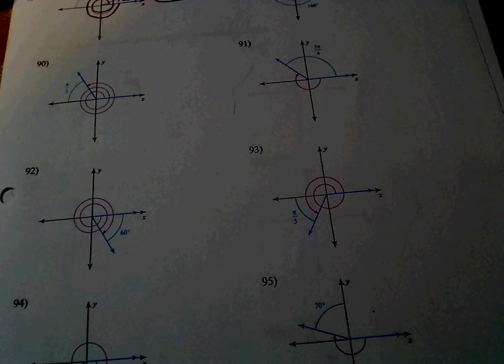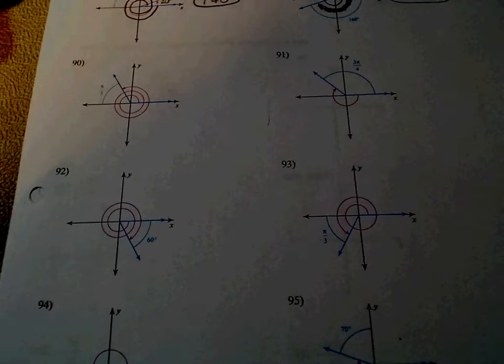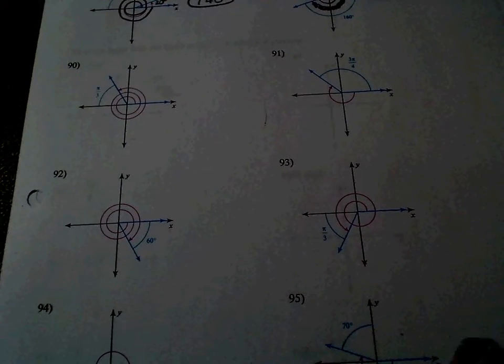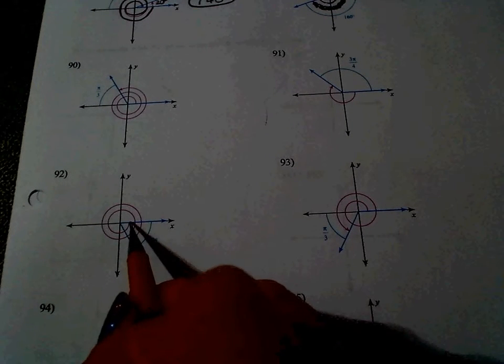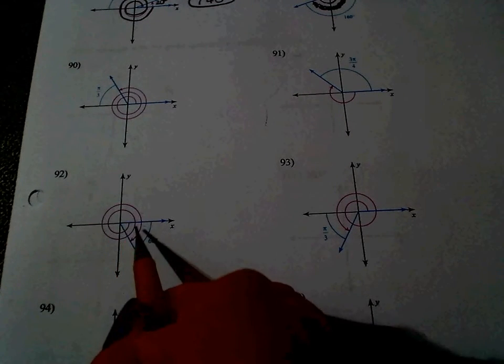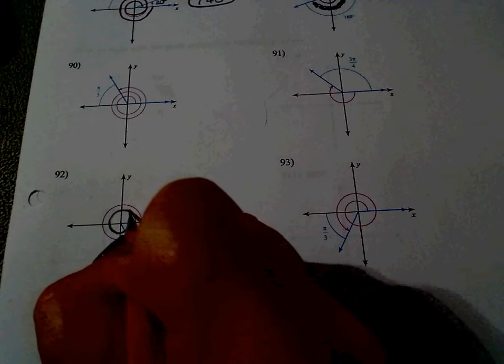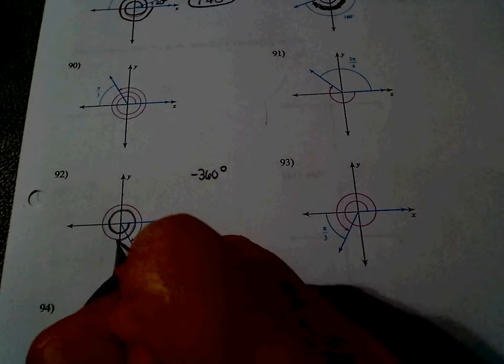Okay. I asked you to do 92 and 95, so I'd like you to check yourself and see if you're right. Okay, 92 is right here. First thing I figure out, am I going clockwise or counterclockwise? I'm going clockwise, so it's negative. I start right here, and I go all the way around once. That's negative 360.